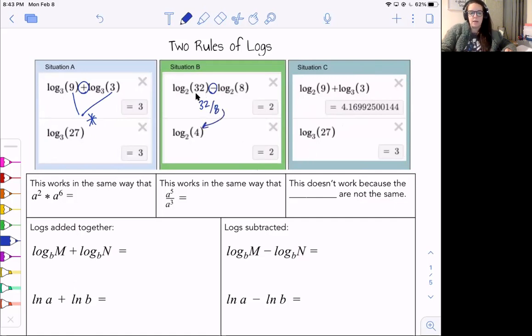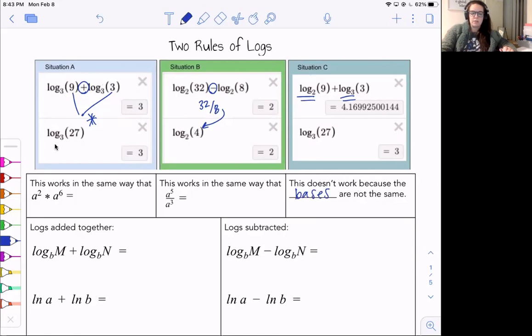So we can combine these two logs into one log. You can only do this if the bases are the same. So you can see these are not the same. Therefore, it cannot equal the same log. So this doesn't work because the bases are not the same. So we want to make sure that we keep that note.